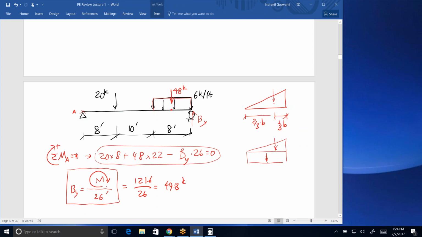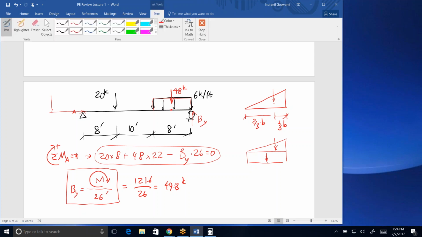Know what I mean? If in this summation of clockwise moments you came across one that was counterclockwise, for example, if there was an overhang here and a load here, you just take it into the sum as a negative. You would not exclude it, you would include it, but as a negative. Okay?